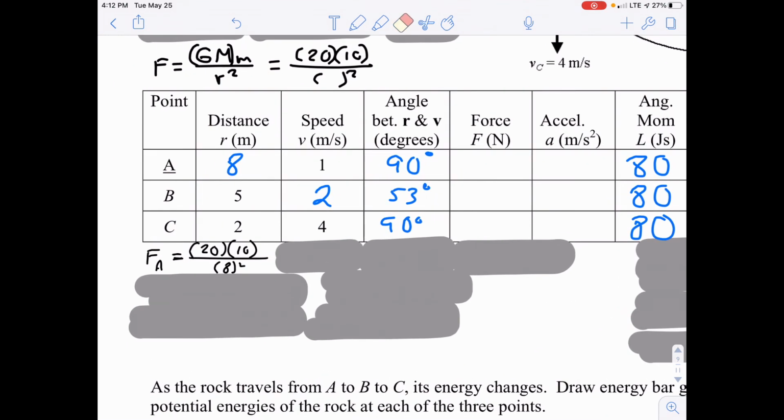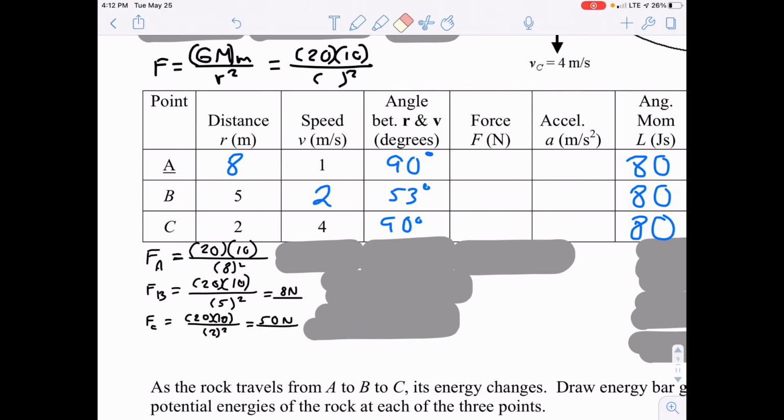For FA, it's going to be 20 times 10 over 8 squared. For B, it's going to be 20 times 10 over 5 squared. And for C, it's going to be 20 times 10 over 2 squared. And we get 3.125 newtons at A, 8 newtons at B, and 50 newtons at C.